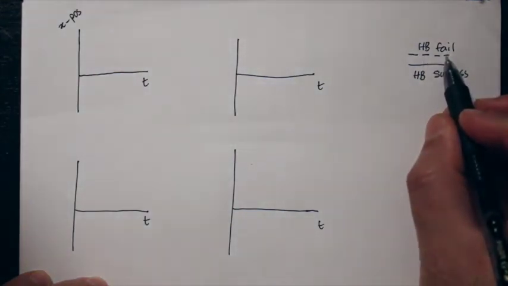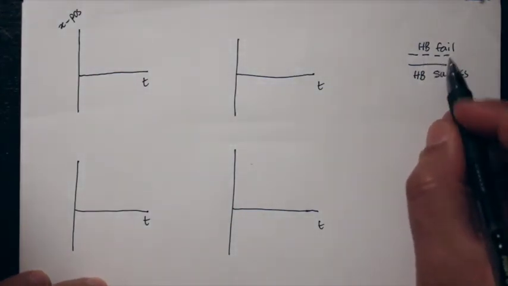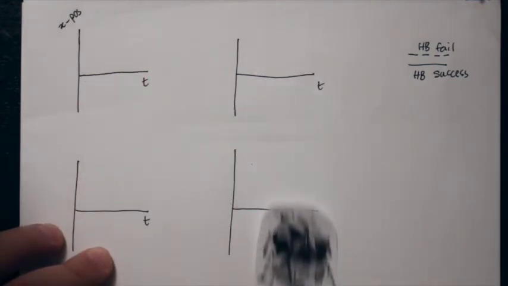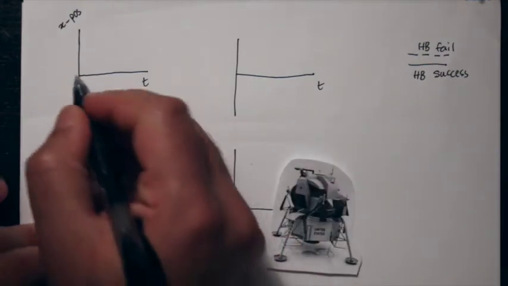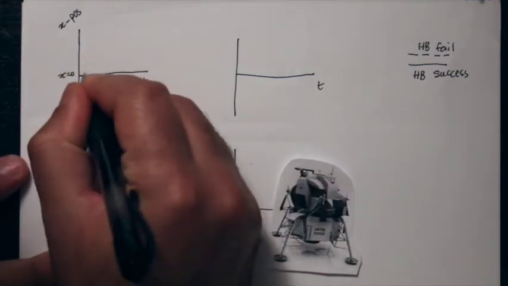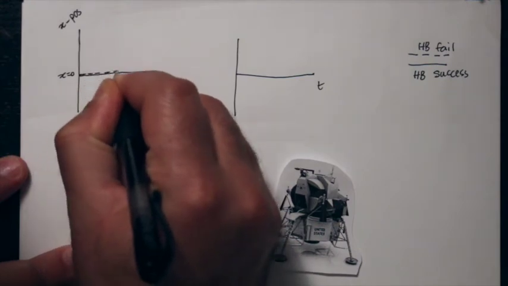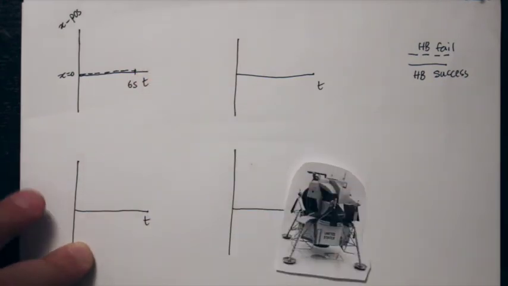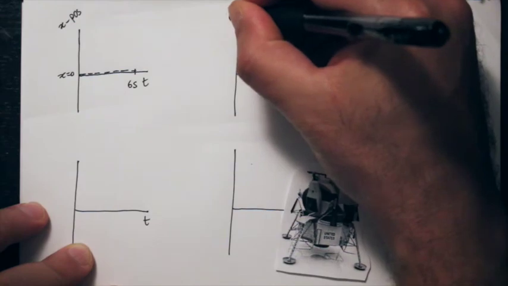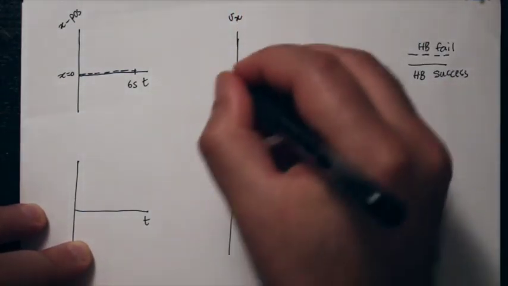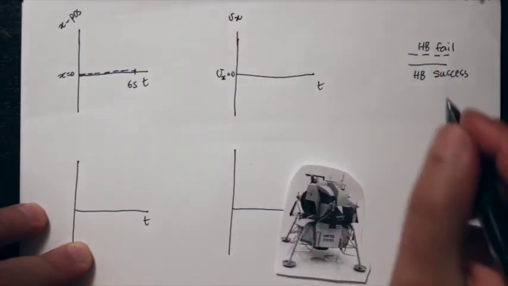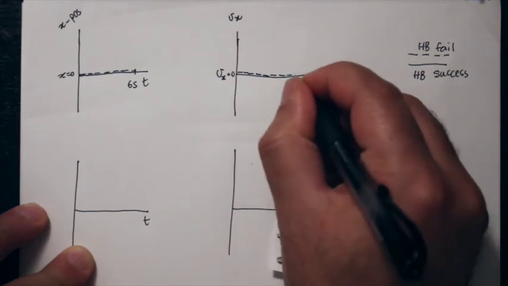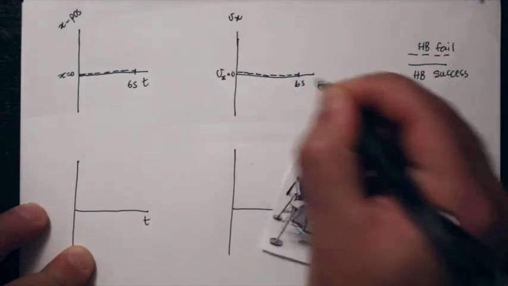And for the fail attempt, that's pretty straightforward, because the lunar vehicle just moves up and down. It doesn't move in x at all. So x is going to be equal to 0 the whole time, from t equal to 0 all the way to t equals 6 seconds. As for the velocity in x, it's also going to be equal to 0 for the fail attempt all the way to t equals 6 seconds.